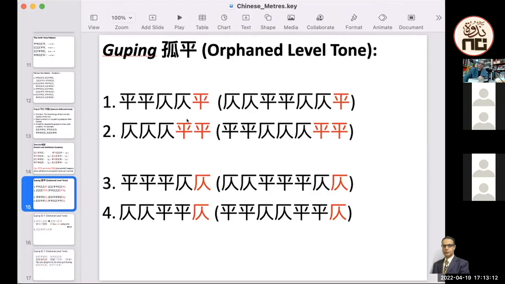If you change, for example, this ping into tsu, that means you left this one alone. Then this is another defection. It's okay if you leave tsu alone in one line. For example, this line, tsu. If you change this tsu into ping, it's okay because the tsu is the rhyme. It's fine. So having this lone tsu is okay, but having a lone ping is not okay.